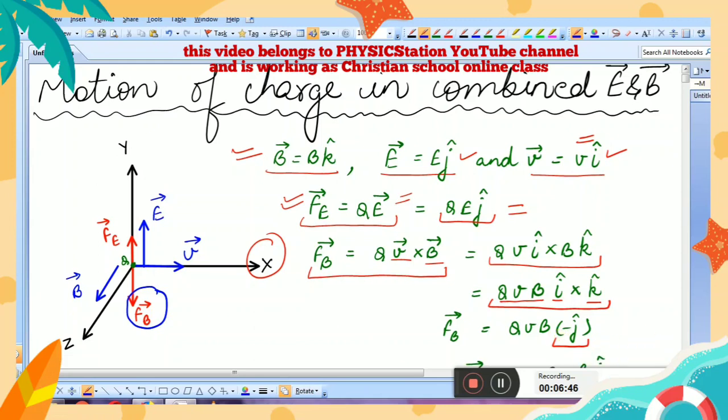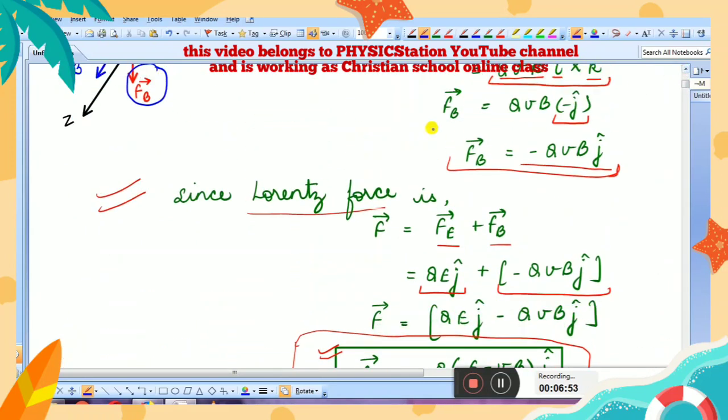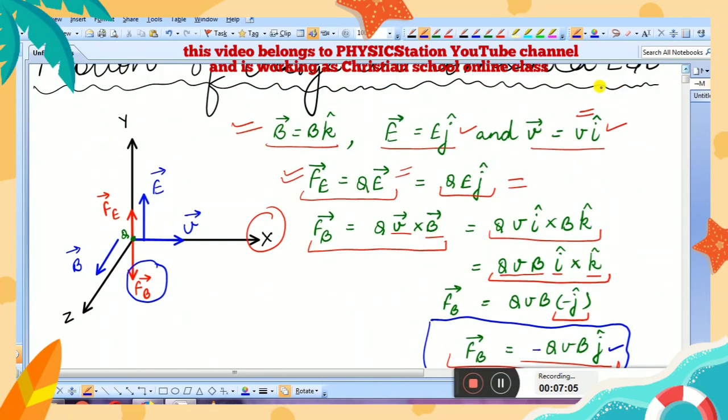How did I say this? I said this on the basis of this formula for F_B. In this formula you can see I was getting minus as well as j cap. So minus and j cap I was getting. Because of this I could say that F_B will be acting along minus y axis. That's why I have shown it here.